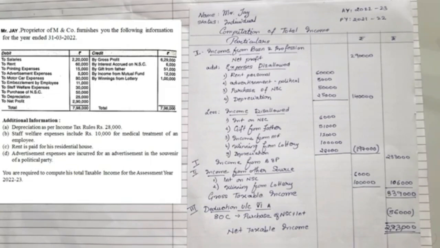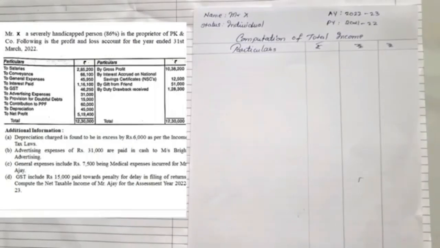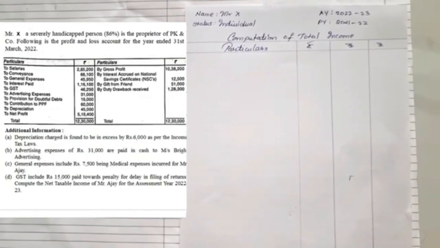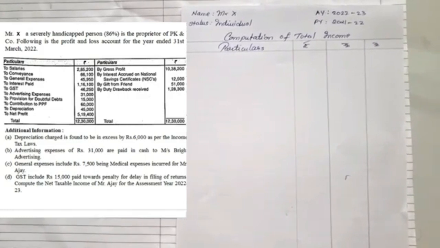So this is how you had to solve the sum based on total income, where you had business and profession, other source and deduction. I hope everyone has understood this. Okay, now we are going to take up a second sum which will again have a similar business and profession, other source and deduction question. Now let us see how to solve this particular sum.